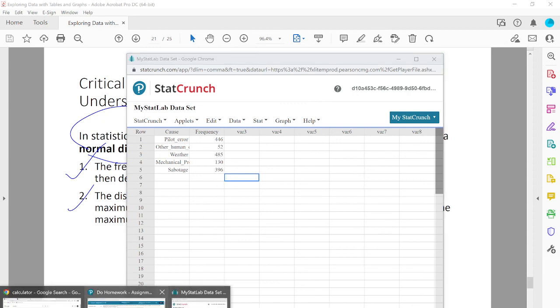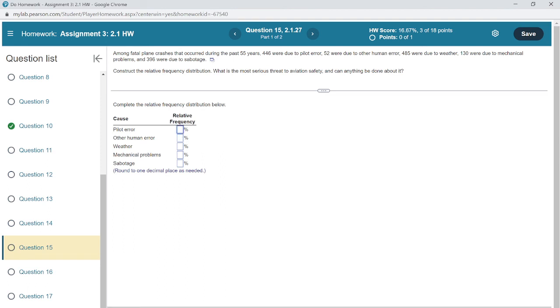So pilot error, which is 446. Divide 446 by 1509, which is approximately 0.29555. If you multiply that by 100, that will give you the percentage. Rounded to one decimal place, that would be 29.6. I'm going to do the same thing: divide 52 by 1509, multiply it by 100. That will give me 3.5.